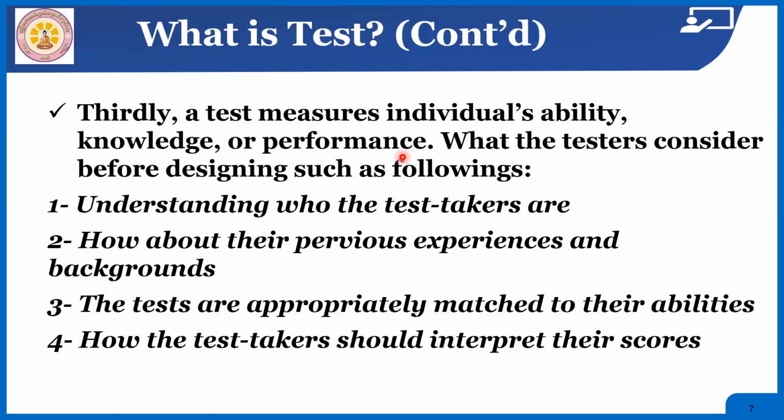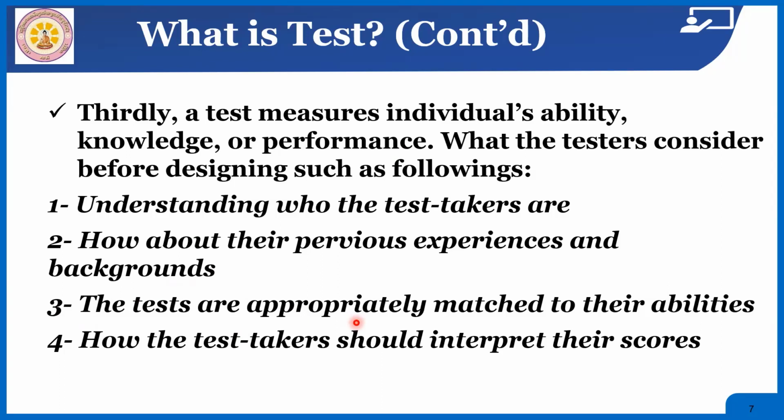So the first, second, and third refer to what a test is. Before you design the test, you need to consider who the test takers are: your students, the learners. The second one, you consider their previous experience, what they have learned before, and also their content knowledge, which we call background. And next, the tests are made to match their ability. So when you design the test to test your students, you need to consider their real ability.